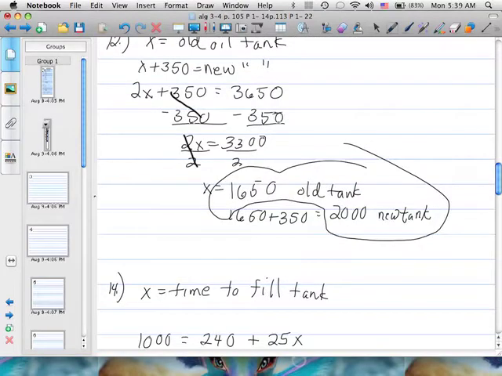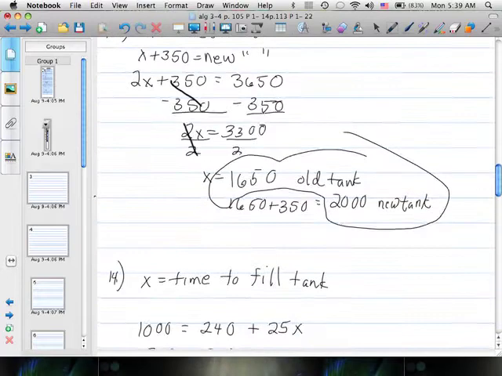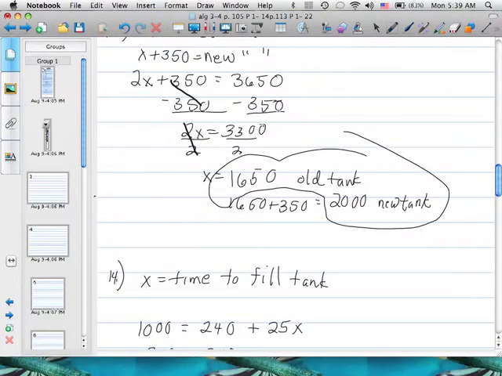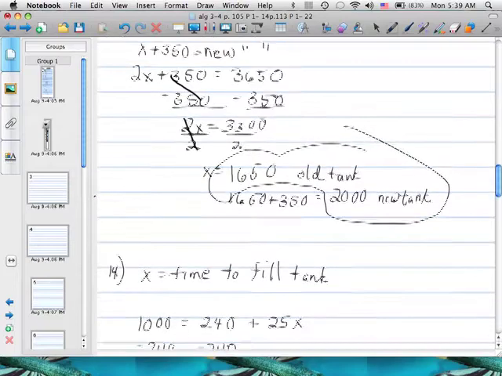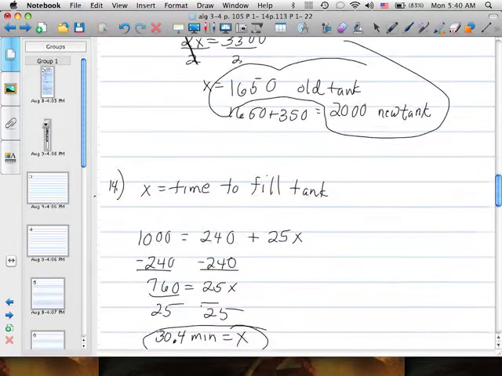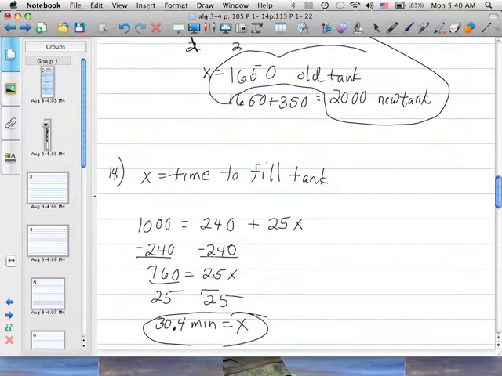Solving, we undo addition first, so we subtract the 350 from both sides, and now we have 2x equals 3,300. Divide by 2, and we get x equals 1,650, and that would be the amount in the old tank. The new tank holds 350 more, so adding 350 to that, we get 2,000 for the new tank.